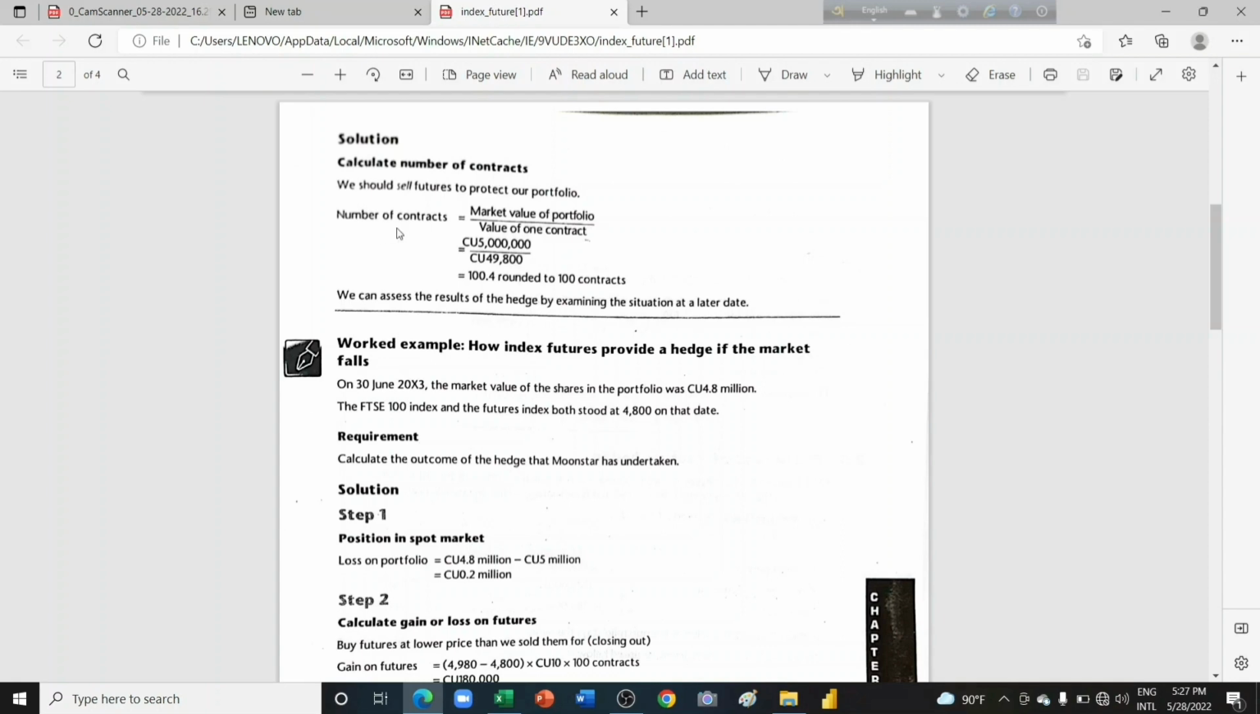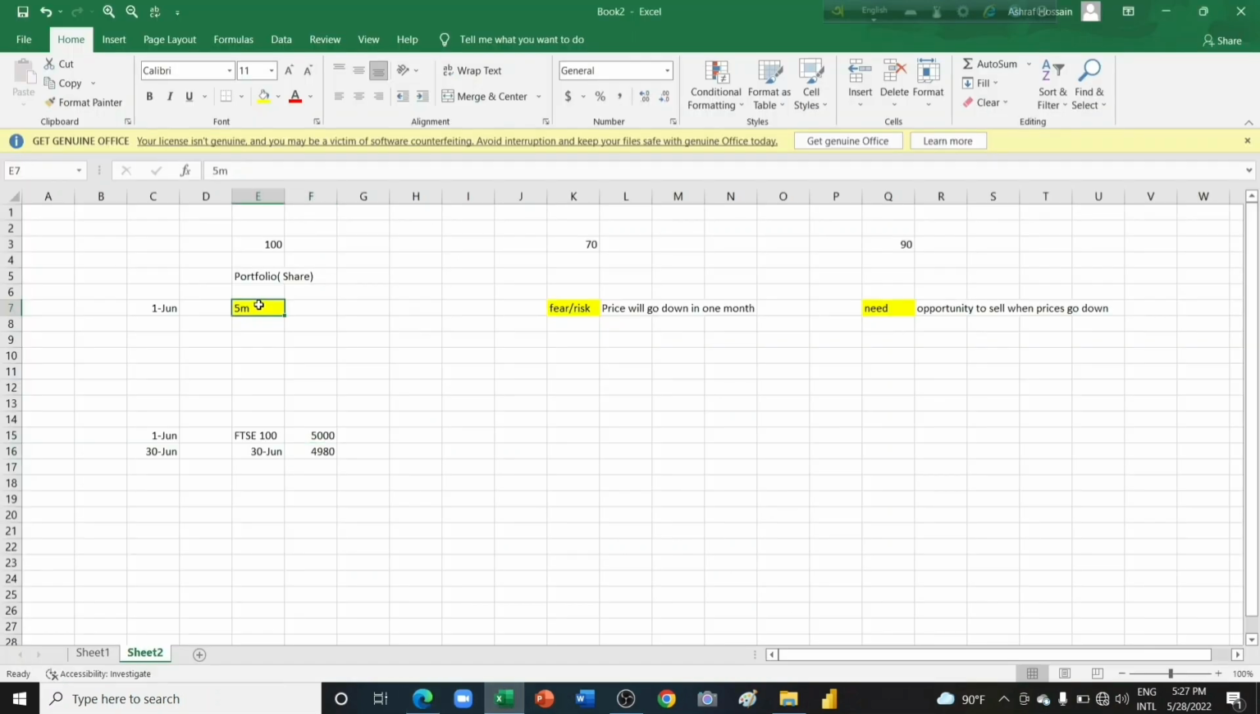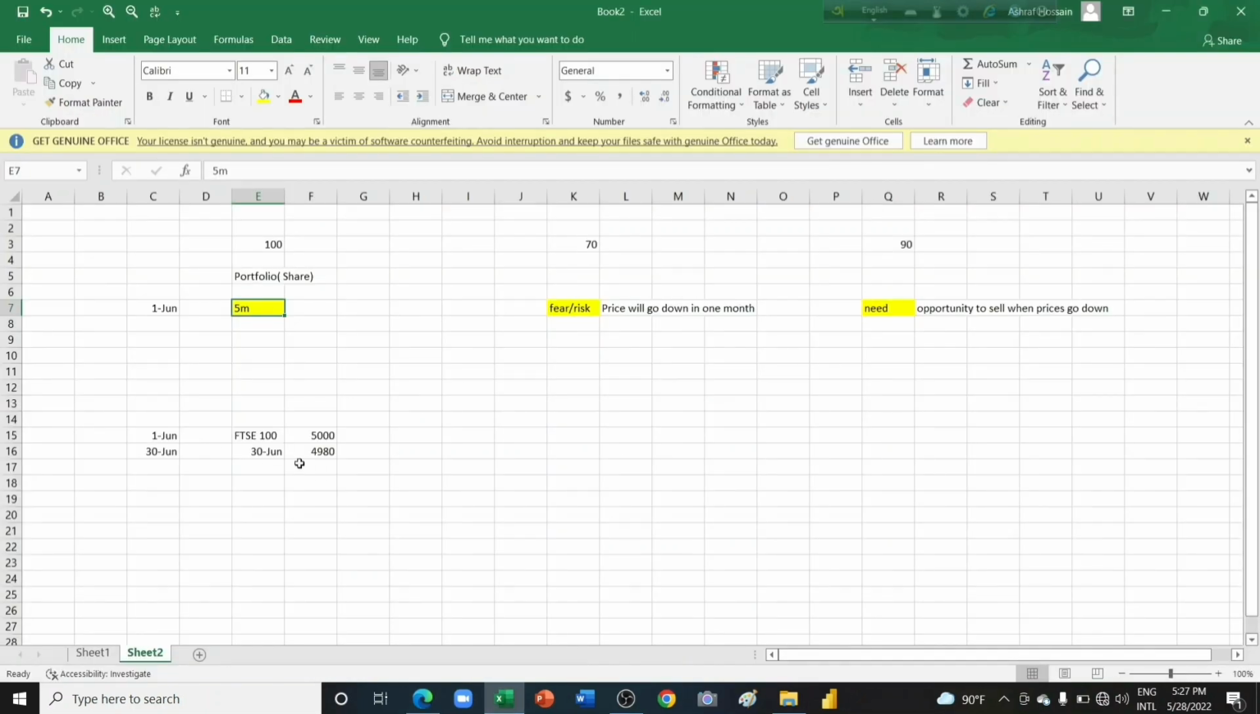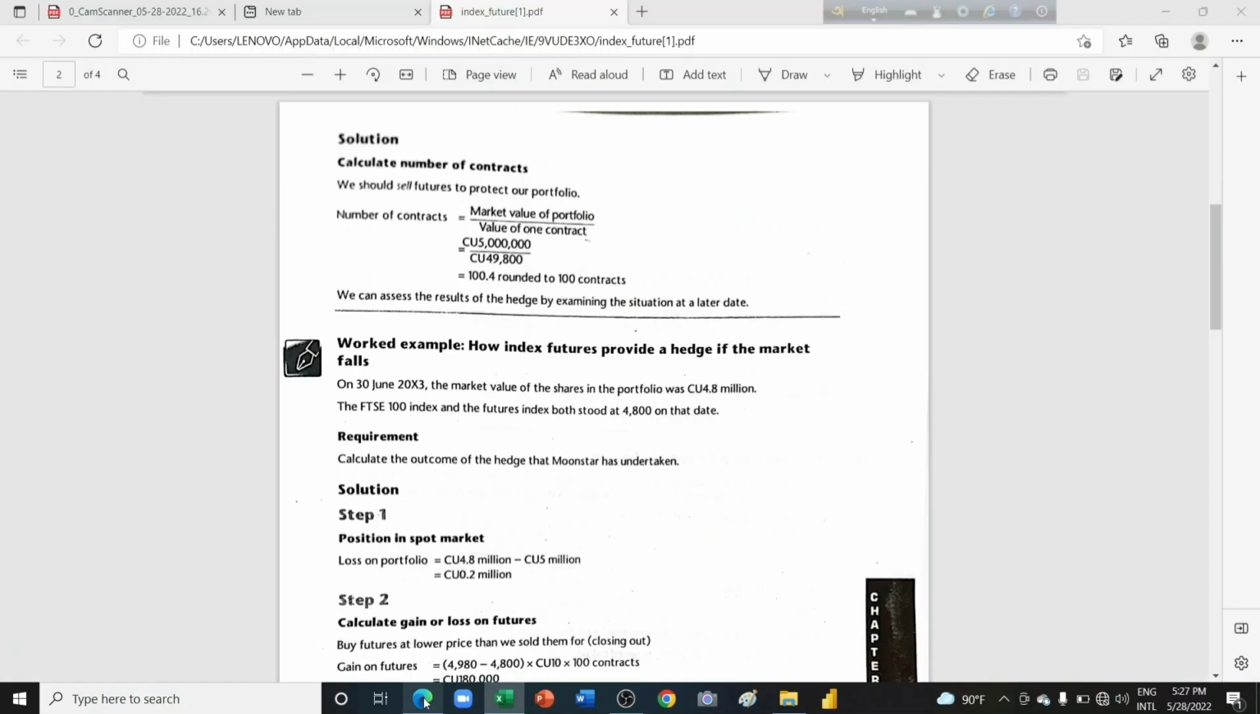For the number of contracts, the formula is market value of the portfolio divided by value of one contract. Market value of the portfolio would be the market value of our share. We've already written that this is 5 million. And we are going to divide this by the value of one contract, which we have already shown is 4980 points or $49,800. So the number of contracts, if you divide this, would be 100.4, and we need to round this. This is a rule of the futures, that we need to round the contracts. So the rounded value is 100 contracts.